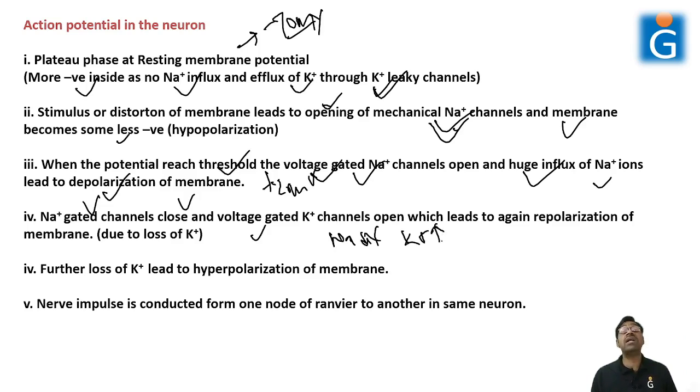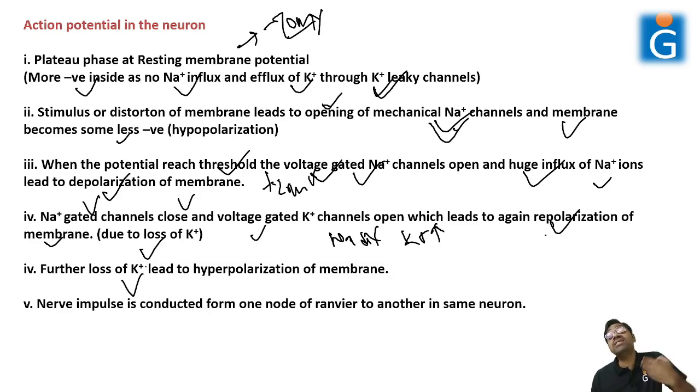Voltage-gated potassium channels are open, which is going to cause efflux of potassium from inside to outside of the neuron. Means there is again an increase in negative polarity due to loss of cations, due to loss of potassium. This phase is called repolarization of the membrane. It is due to the loss of potassium and no influx of sodium.